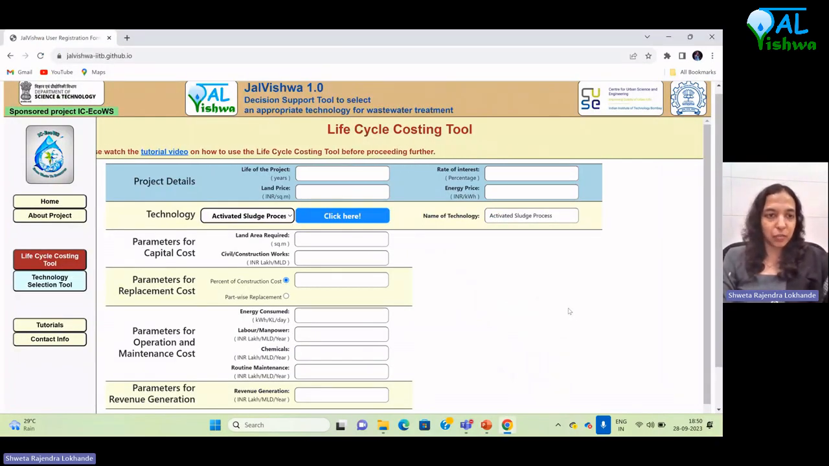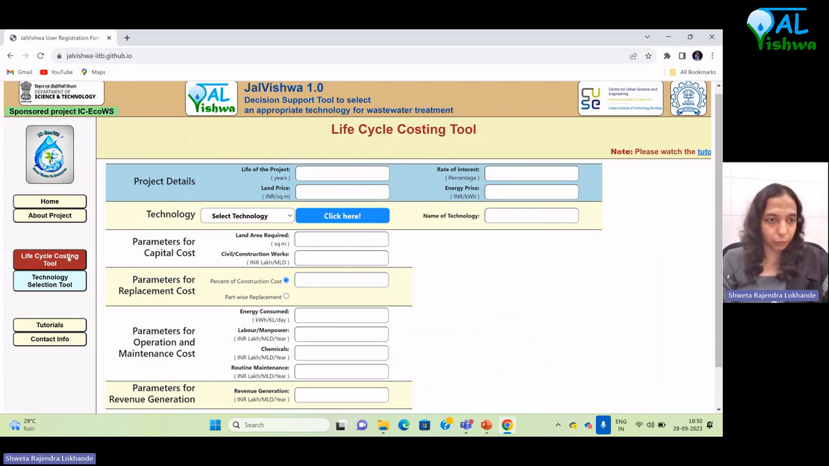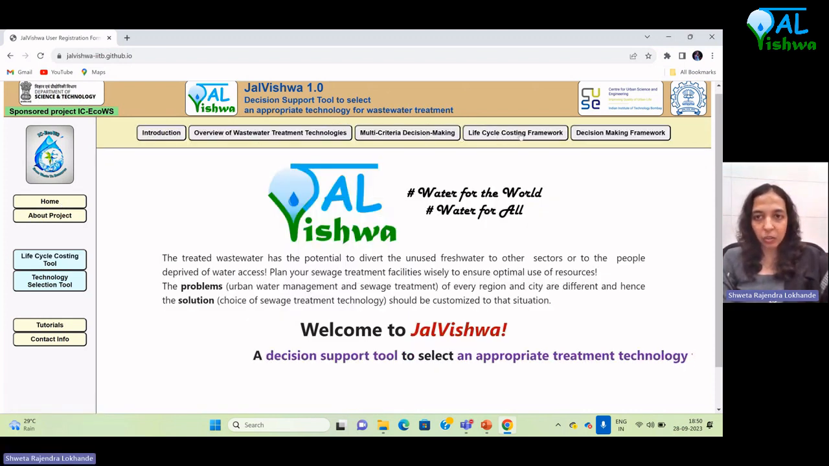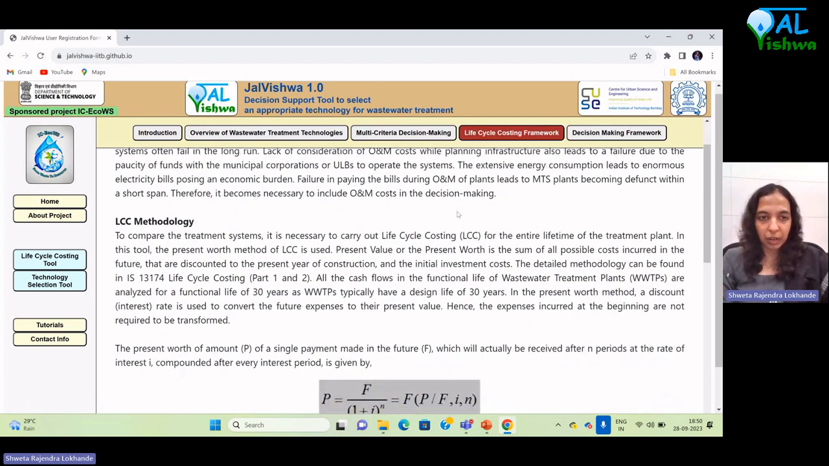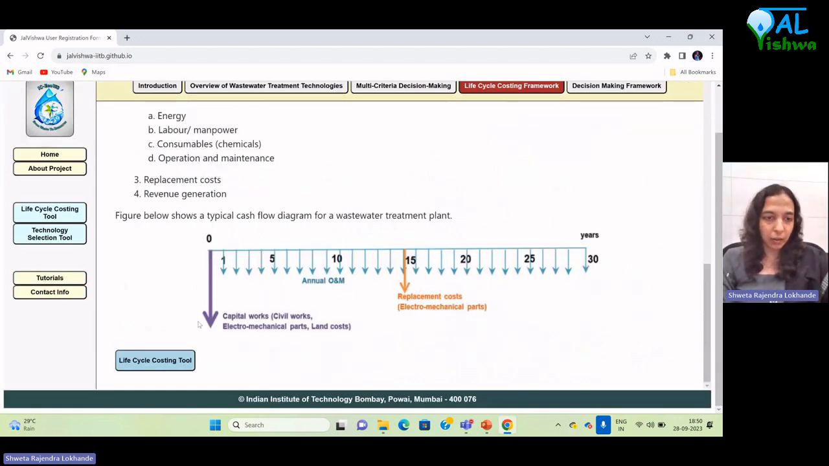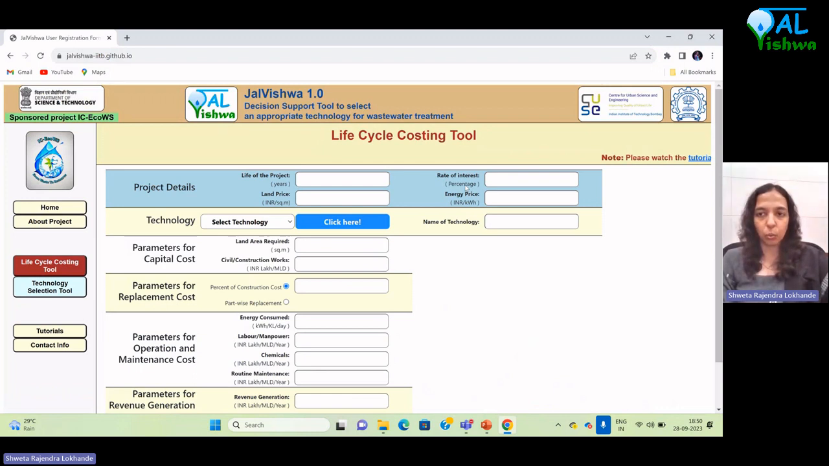So this is the interface for the life cycle costing tool. You can access this from the button which is on the left hand side. Alternatively, there's this life cycle costing framework tab, which gives a brief about the need for life cycle costing and its methodology. You can also go through it, and from there you can use this button to access the life cycle costing tool. As you can observe, the project details is the first section.